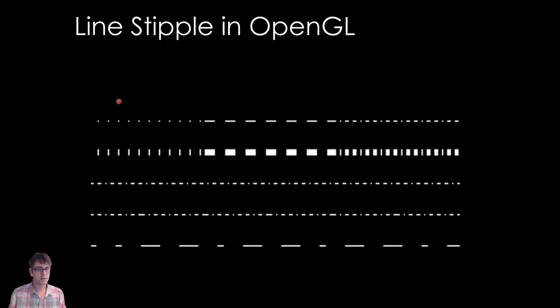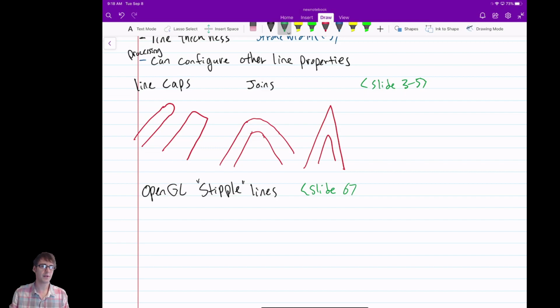And here's what line stipple looks like. You can set patterns. Sometimes they can be regular patterns. They can be non-regular patterns. You can set how it draws the line using bit strings and those kinds of things. So you can do all kinds of things with lines. I'm not really going to spend a lot of time on what you can do with lines, but you really should be aware that it's possible.